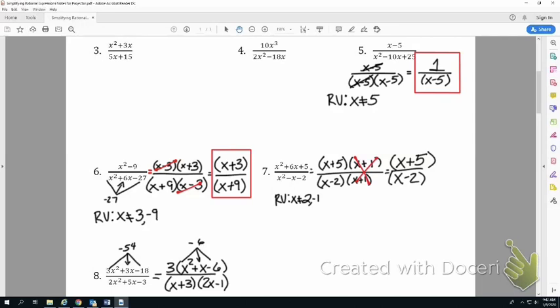What factors of negative 6 add up to positive 1? How are you getting negative 6? 1 times this one right here in front of x squared times the negative 6. Once I pull out a greatest common factor, I'll ignore that in the pyramid in the next factoring part. So what factors of negative 6 add up to positive 1? Negative 2 and positive 3.